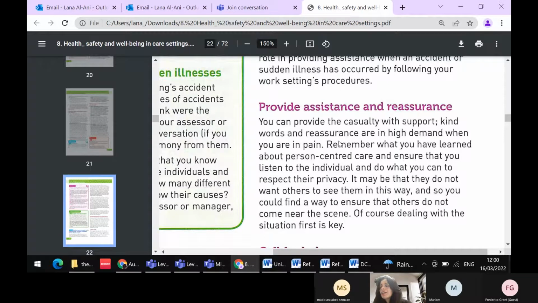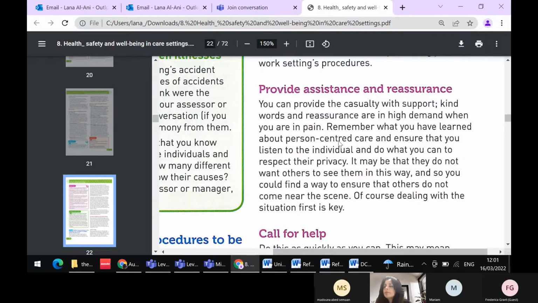And also, when there is an accident, you call the emergency services. You don't just stand there and look at your client. You need kind words, reassurance: you are okay, you will be fine, don't worry. Do you have any pain? You need to just be kind to them. You need to give them words of reassurance that they will be fine. And you ask them if there's any pain and where the pain is.